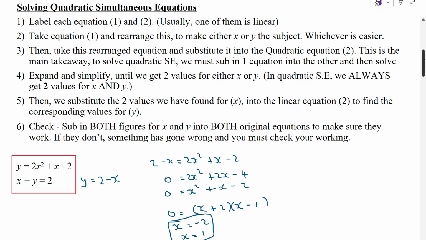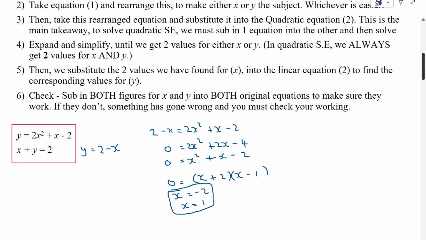Okay, just going to scroll down a bit here. Okay, so now we've got our two values for x. Now we need to get our two values for y. And if you remember from the first step of the question, we actually rearranged this. So to get y, all we need to do is sub in one value for x each time, and then we will get the corresponding value for y. So let's go ahead and do that.